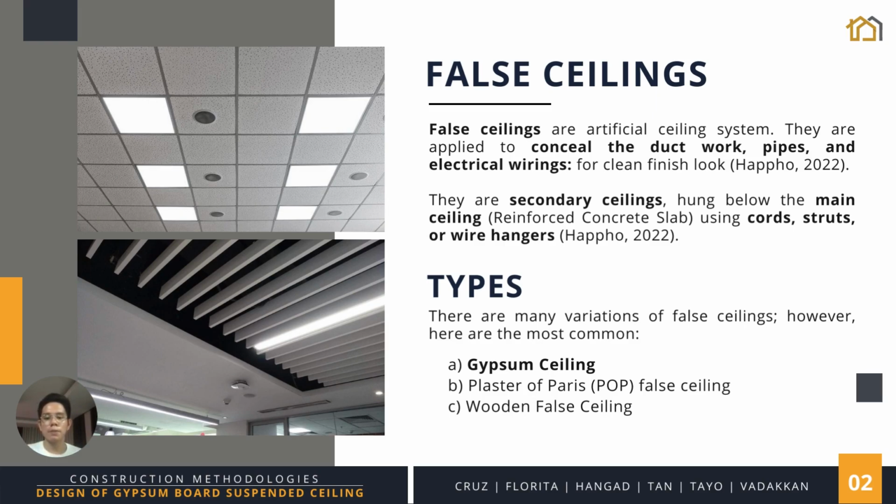There are various types of false ceilings, however, here are some of the most commonly used: gypsum ceiling, plaster of Paris false ceiling, and wooden false ceiling. Among these, the focus of our discussion is the gypsum ceiling.